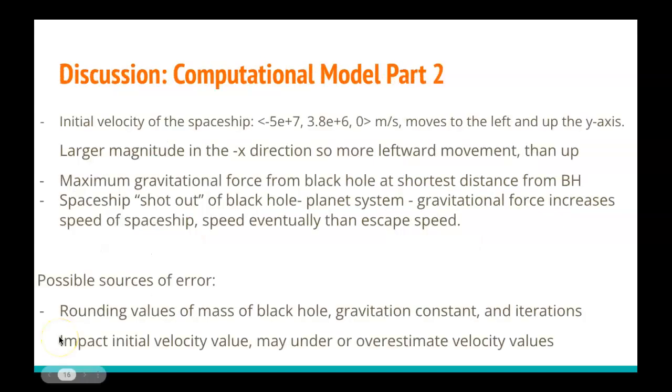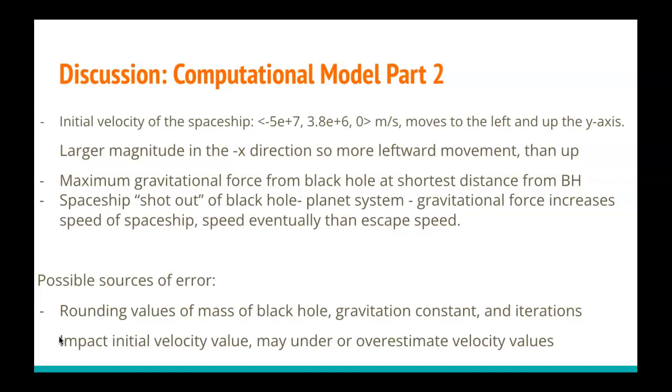The initial velocity of the spaceship was found to be -5 times 10 to the 7th in the x component and 3.8 times 10 to the 6th in the y component, meters per second, which means it moves to the left and up the x-axis. A larger magnitude in the negative x direction means more leftward movement, and then some upward movement as well because of the positive y component.